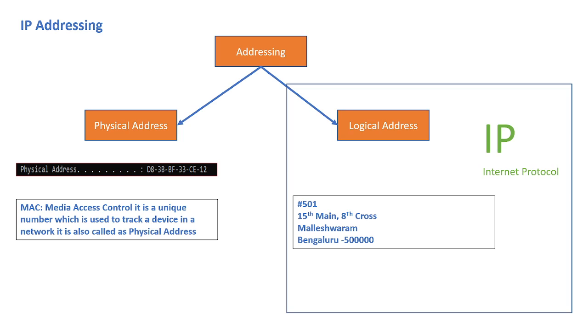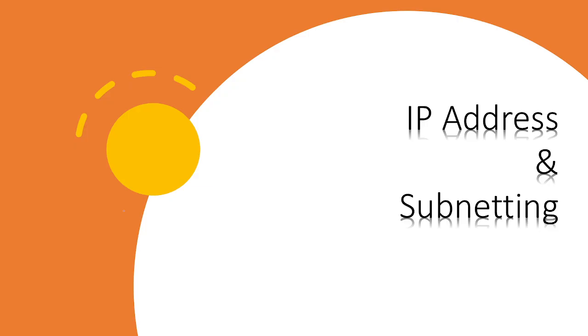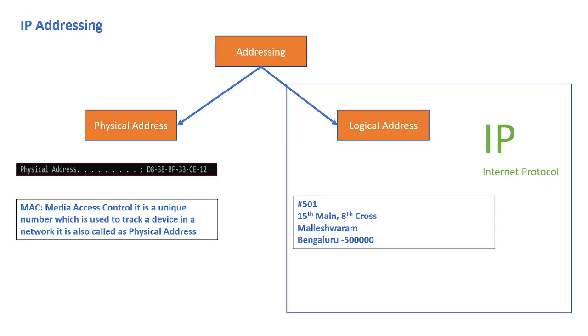Okay. So today's topic is IP addresses and subnetting. IP addresses are nothing but the internet protocol address. Like we have our own address, the computer will also have its own address. If I talk about addresses in the computer, there are two types of addresses. One is physical address, another one is logical address.